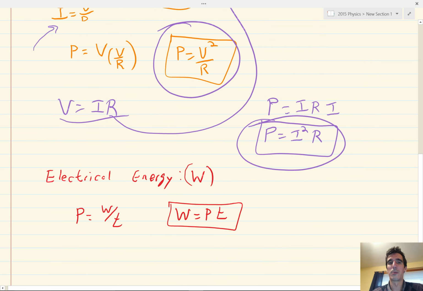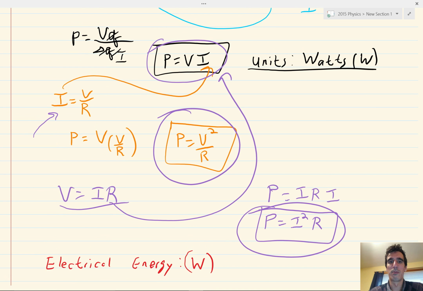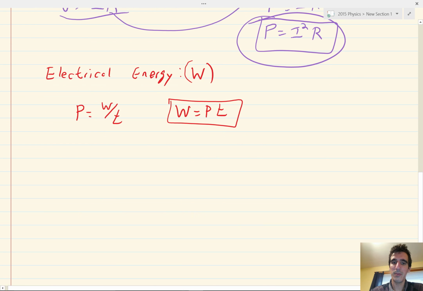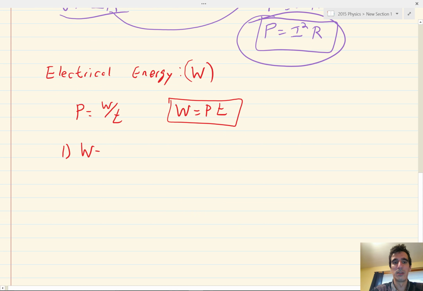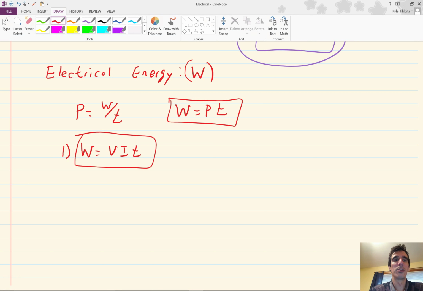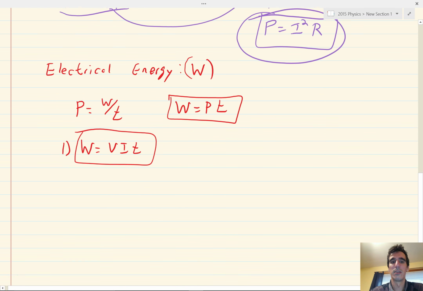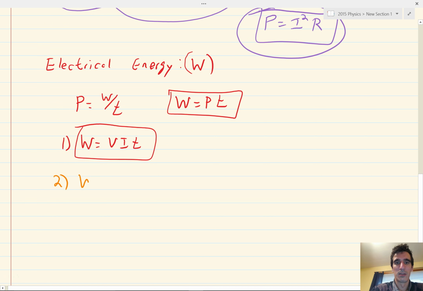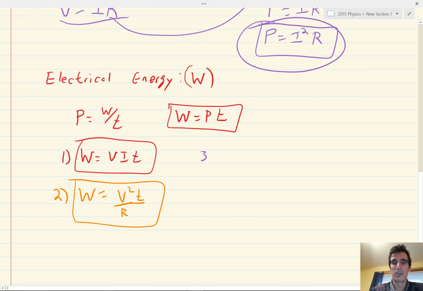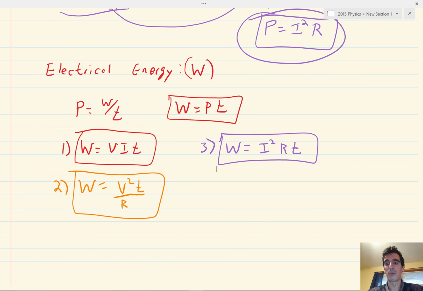All we're going to do is take the formulas we developed from above and plug them in for power. So we'll first plug in V times I for P. So our first formula, W is equal to V times I times T. Formula number one. Formula number two, let's look at the orange one. P is V squared over R. So W is equal to power V squared over R times T. So V squared T over R. Formula number two. And then the purple one, P equals I squared R. W is power times time, so it's I squared R T. And those are our formulas for power and electrical energy.